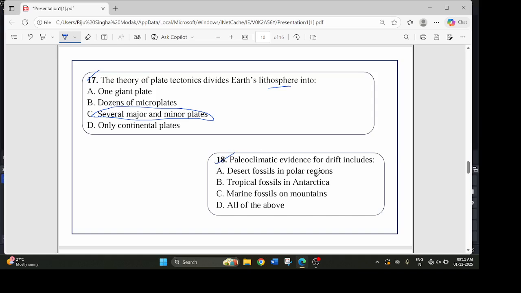Next question, 18: paleoclimatic evidence for drift includes desert fossils in polar regions, tropical fossils in Antarctica, marine fossils on mountains, or all of the above. So the correct answer is all of the above, option D.